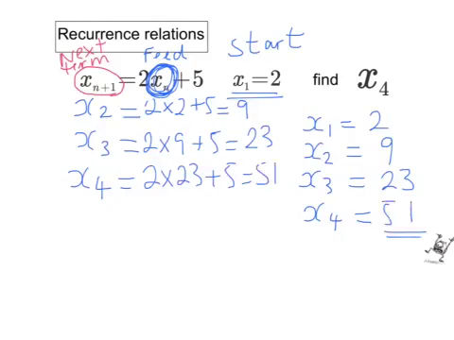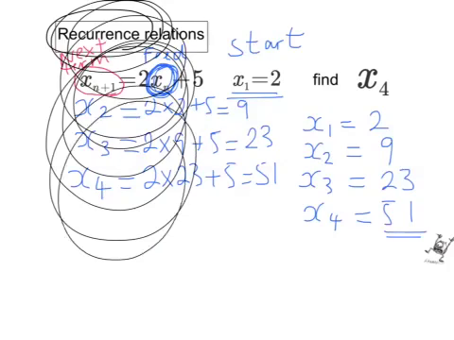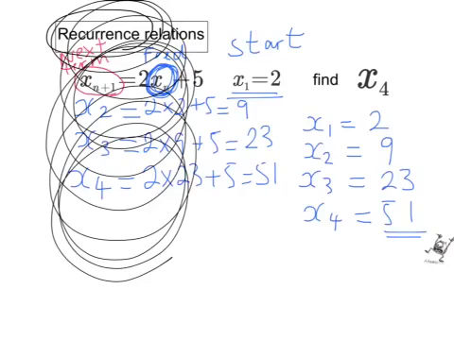Now, why are they called recurrence? Pretty obvious. If something recurs, it goes round and round and round. So you can see that what we've done is we've just fed it round and round and round again. Easy, easy, easy.